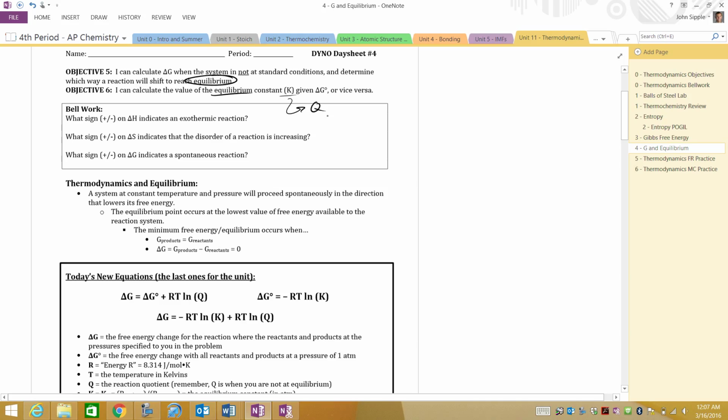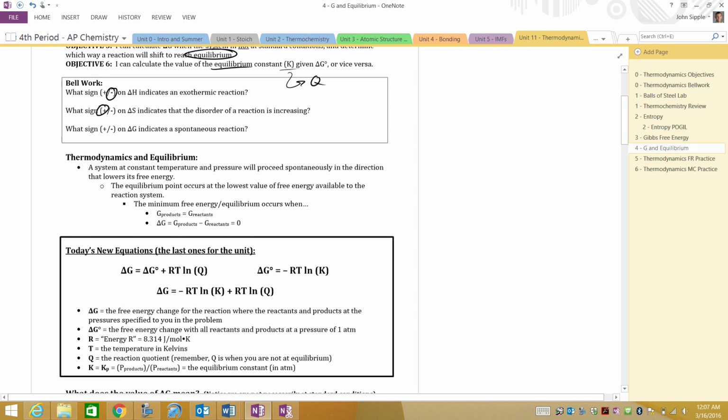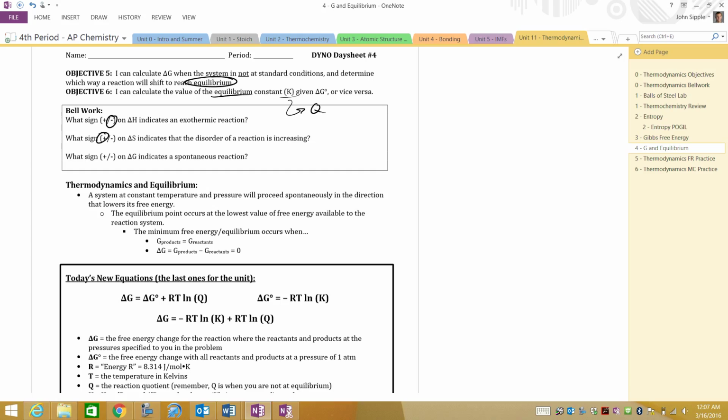So in terms of the bell work, the sign for delta H that indicates an exothermic reaction, hopefully we got that as negative. The sign on delta S that indicates the disorder of the reaction is increasing is going to be positive. And the sign on delta G for a spontaneous reaction is negative as well.